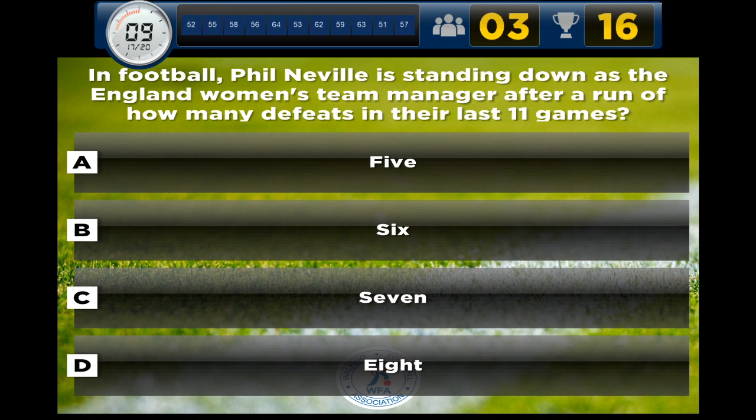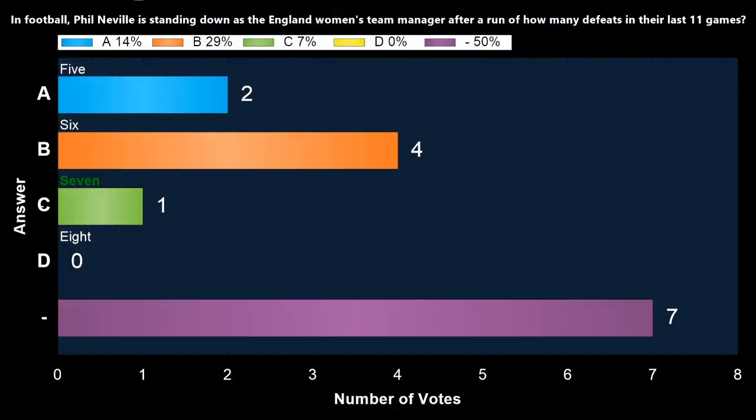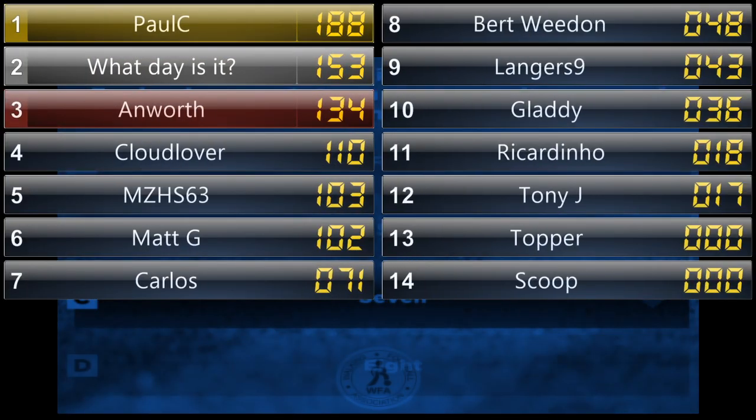Ten seconds left. And the answer 7. How many got that? So just one getting that right. Let's take a look at the leaderboard. Paul C still at the top with, what day is it? Still in contention there. And Anworth handily placed.